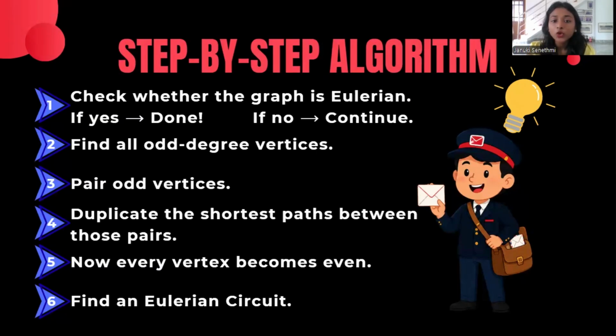Step 5. Duplicate this shortest path. After duplicating them, every vertex now has an even degree. Finally, find an Eulerian circuit on the modified graph. That circuit becomes the shortest possible route that covers every road.